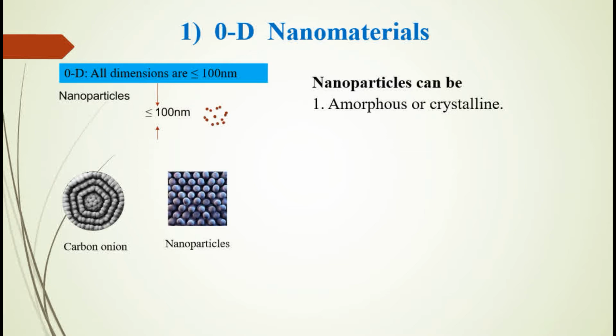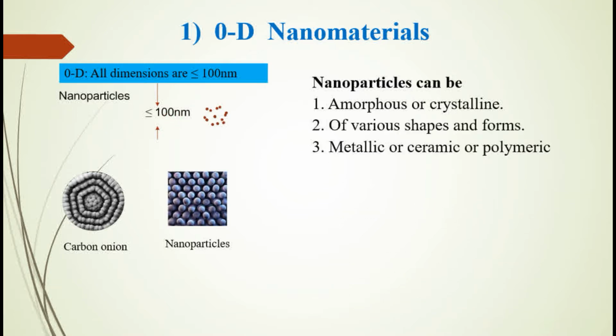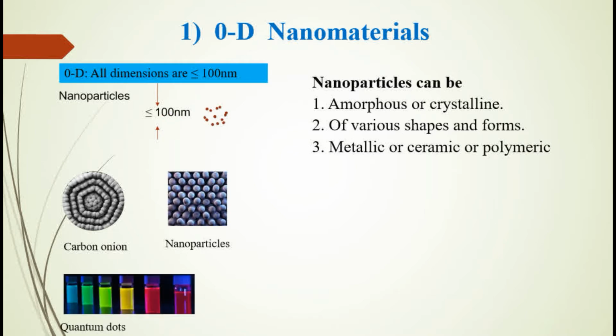Nanoparticles can be amorphous or crystalline. They may be of various shapes and forms. They may be metallic or polymeric or ceramic. And another example is quantum dots.